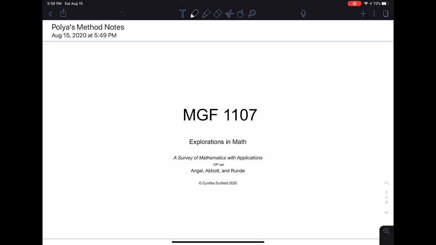You see the book there. We're currently using A Survey of Mathematics with Applications, 10th edition. In the future, that might be a different book, but don't worry, still the same concepts, same topics.